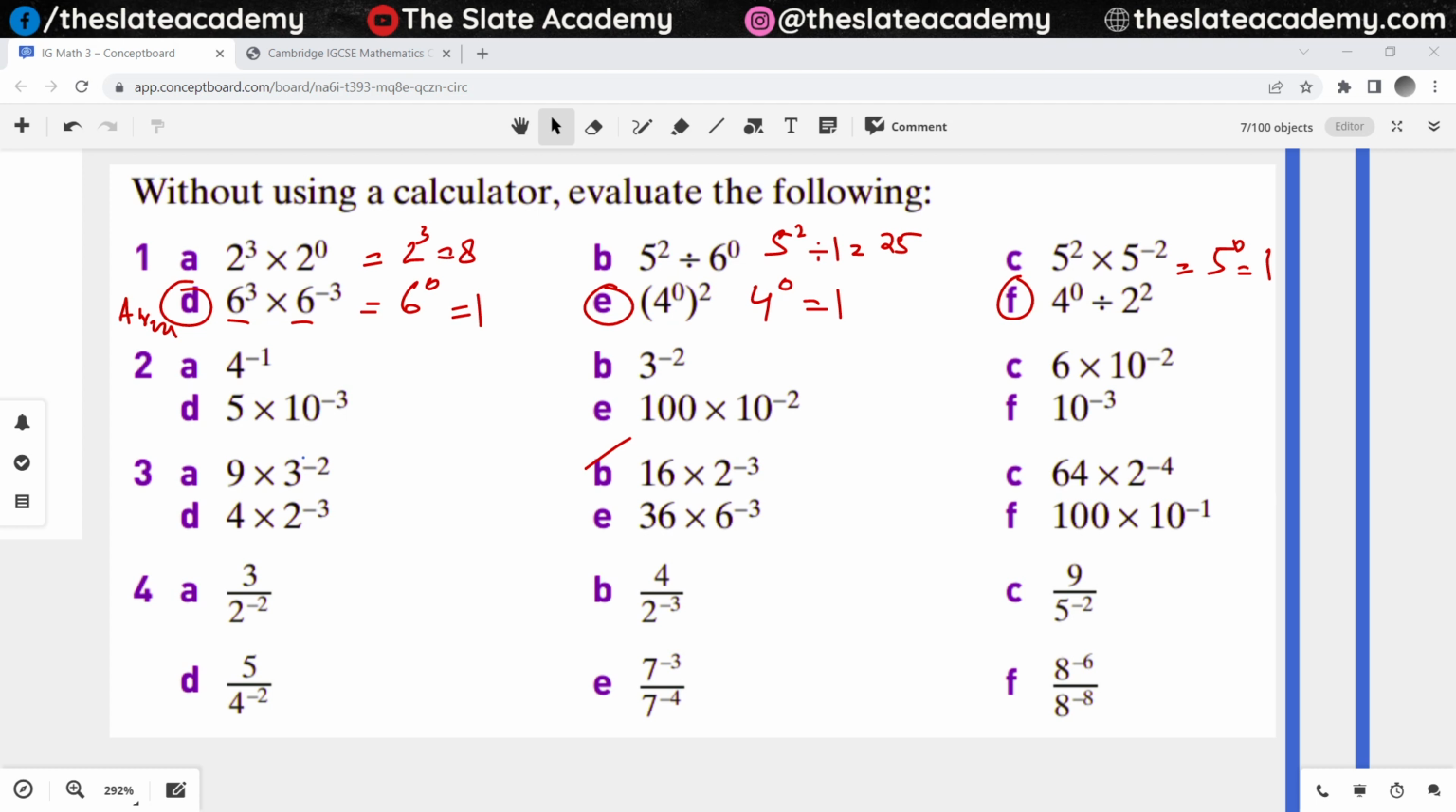Yes, please. In fraction form? Excellent. 4 to the power 0 would be 1 divided by 2 squared, which will be 4. So that's the answer. All right. Quickly, question number 2A. Miss Aisha, what would be the answer?